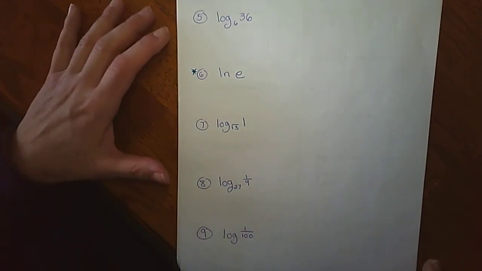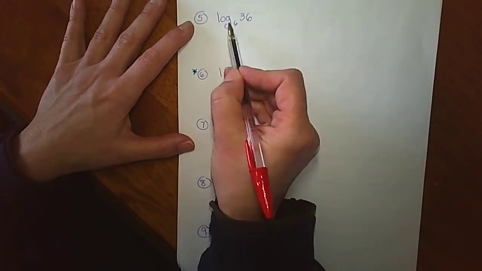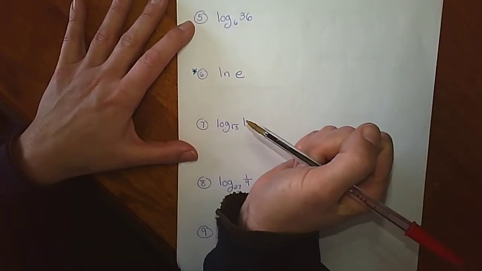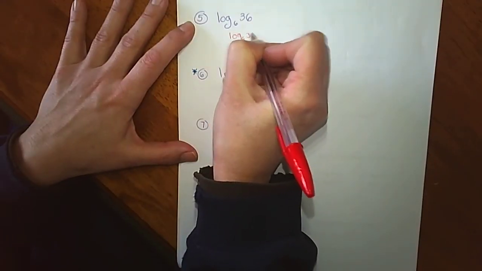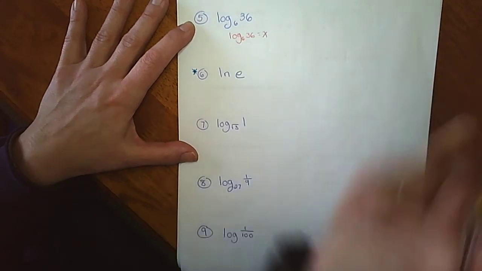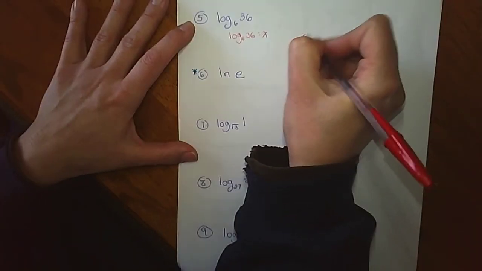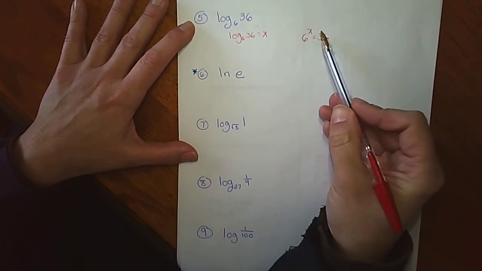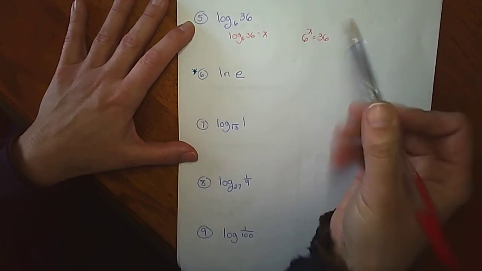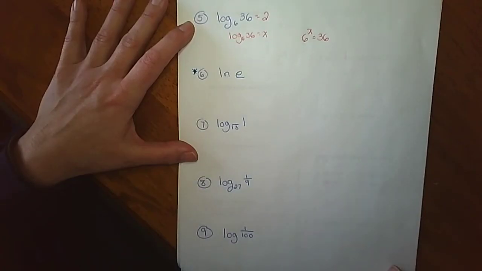Okay, so what we're going to do is solve this. I want to know what this is equal to, right? Now, if I don't know what it's equal to, I could rewrite the question like this, instead of equal to x. And this becomes 6 to the x equals 36. And what would I raise 6 to make 36? Well, the answer is 2. So that's the answer to that question.